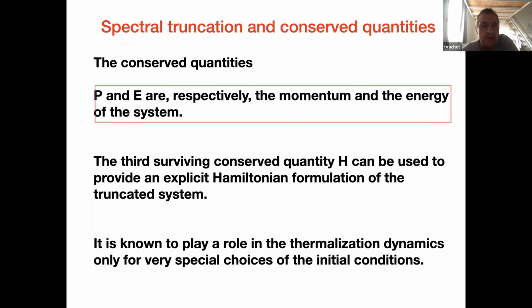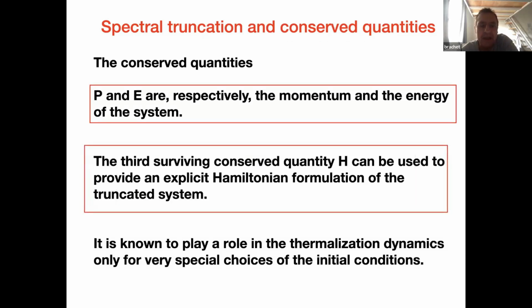They have a physical interpretation. P and E are respectively the momentum and the energy of the system. And the third surviving conserved quantity can be used to define the Hamiltonian. I will not go into that. It does play a role, but only for very special choices of the initial conditions, so I will not talk about that anymore.